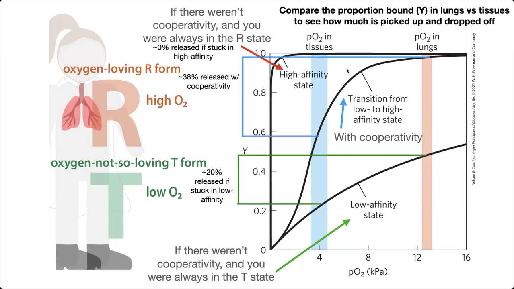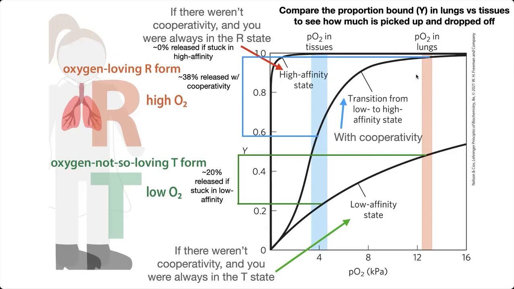If we compare what would happen if we had no cooperativity or we had cooperativity. I'm not even going to show lines for this high affinity because you can see it doesn't change, so we wouldn't be dropping off anything. What if we were stuck in the low affinity state? Well, here in our lungs, we have about half of it bound, and then we have about 0.2-ish in our tissues. So we've released about 20% if we were stuck in this low affinity state.